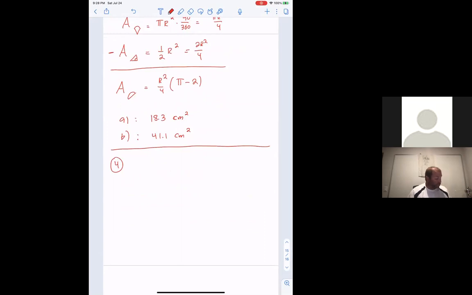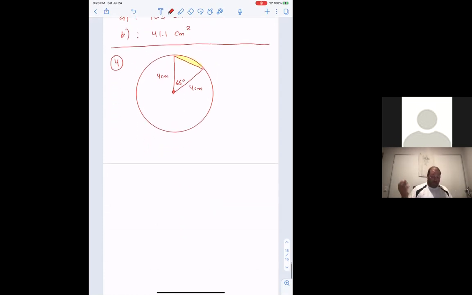Question 4. Two questions to go. We have a circle, and we have a sector, 4 centimeters, 4 centimeters, 55 degrees, cut off here, and the problem is shading here. So let's see what they want. Find the area of the segment enclosed by the chord and the arc. So they want the shaded region. Go ahead and do it. This should be very quick because we did it a few times.